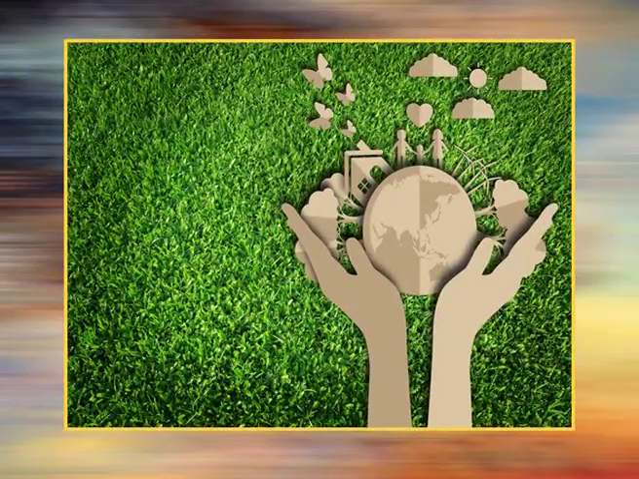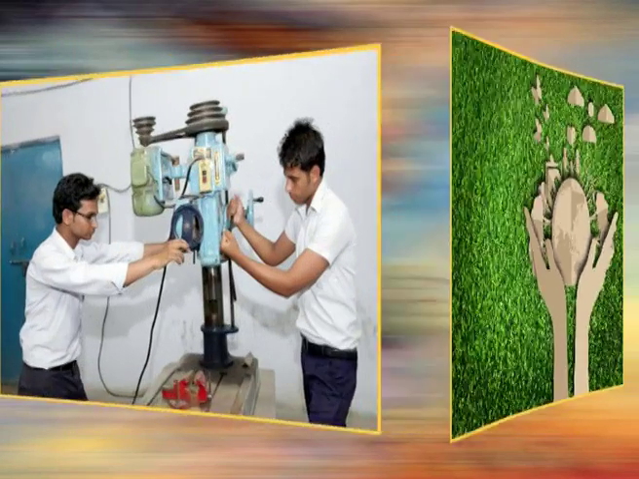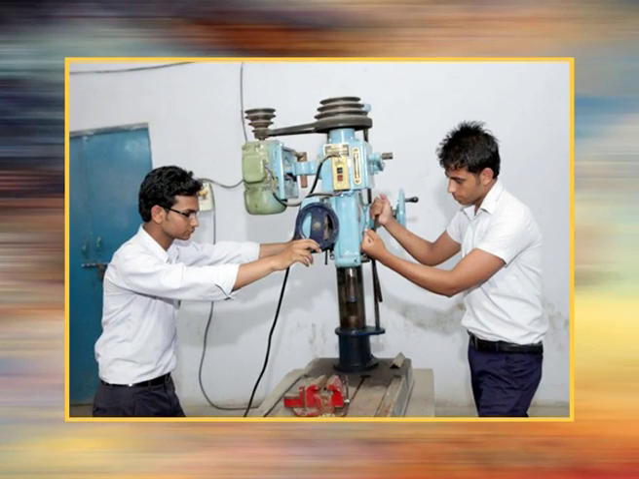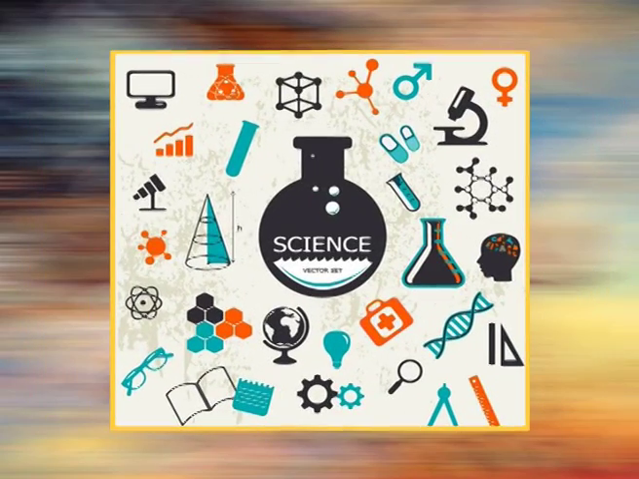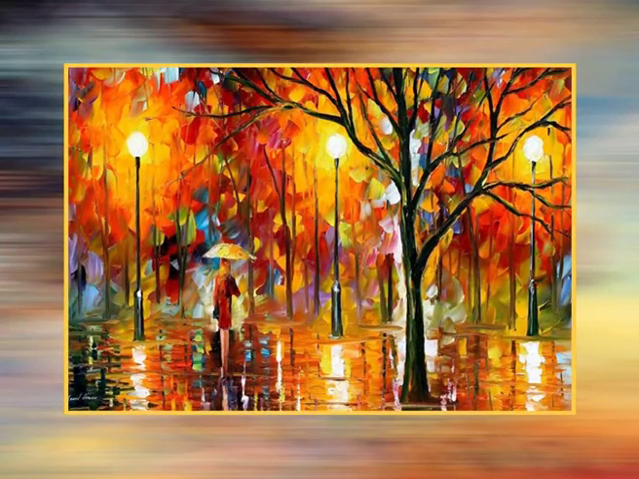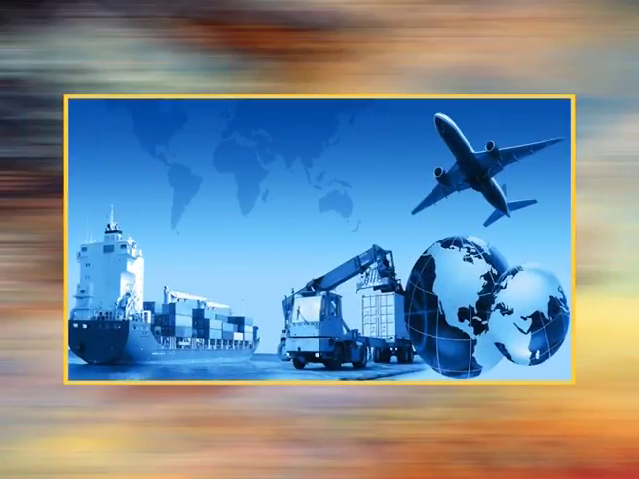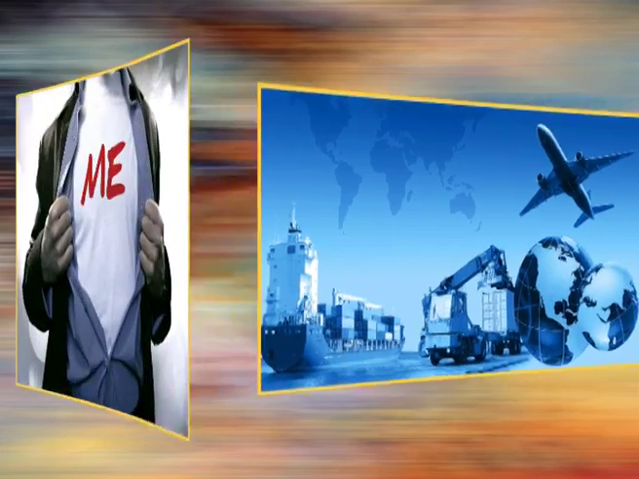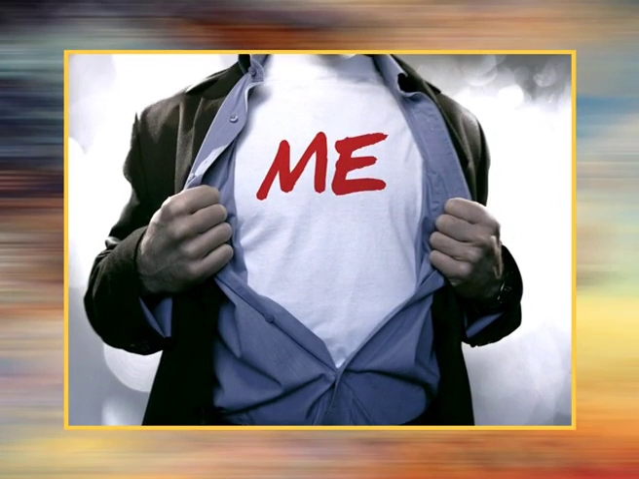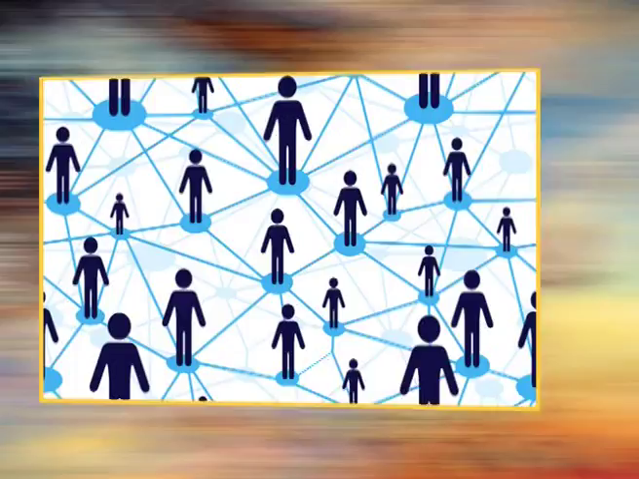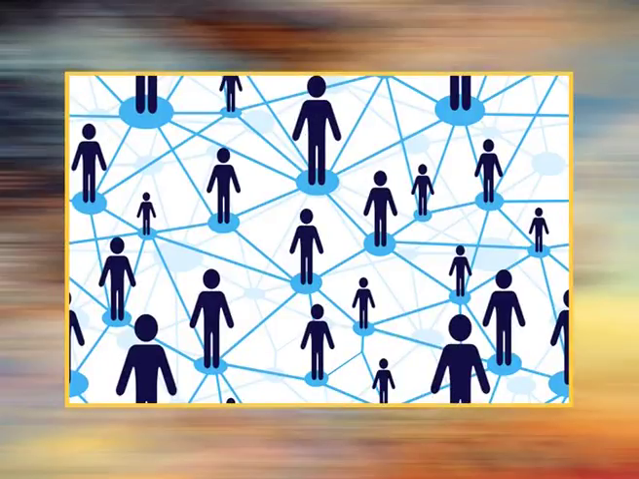The inventory measures interest in 6 occupational fields as natural, mechanical, scientific, art, trade, personal, and social.